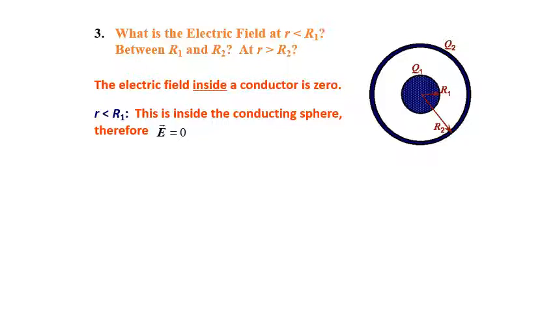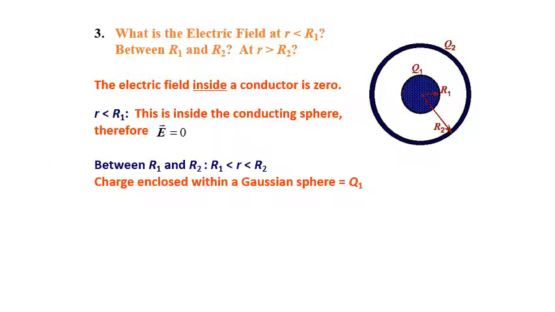Inside the sphere, E will be zero. Now between R1 and R2, the charge enclosed within a Gaussian surface is Q1, and so E is equal to K Q1 over r square.